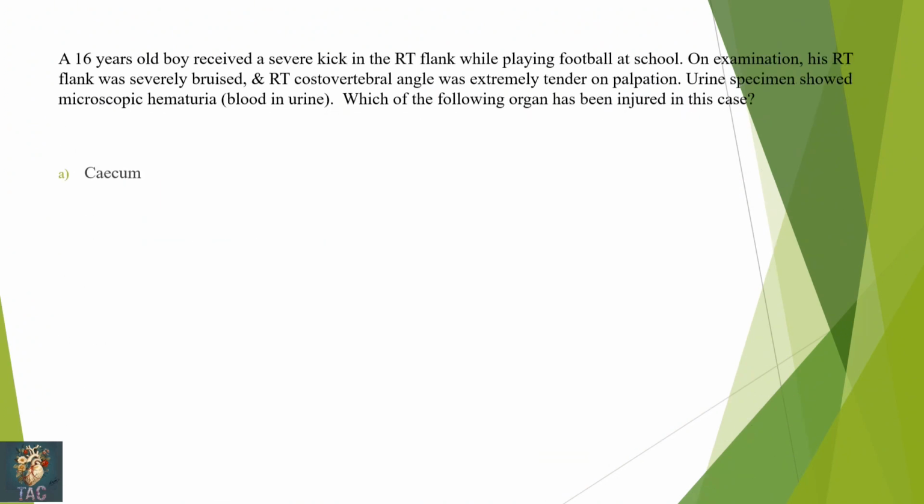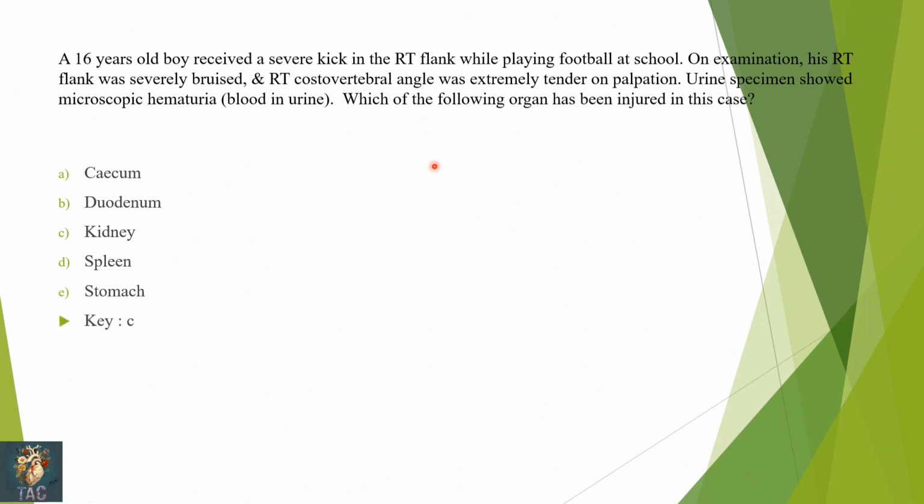A 16-year-old boy received a severe kick in the right flank while playing football at school. On examination, his right flank was severely bruised and the right costovertebral angle was extremely tender on palpation. The urine specimen showed microscopic hematuria. So which of the following organs has been injured in this case? That is cecum, duodenum, kidney, spleen or stomach.